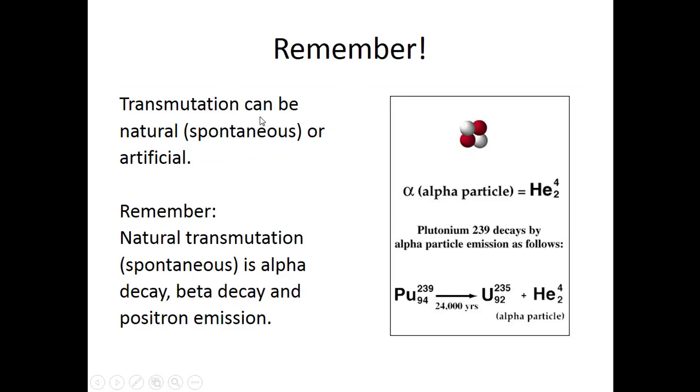Remember that transmutation can either be natural, which means spontaneous, or artificial, which is what we're going to focus on in this video. Natural transmutation is spontaneous. It's either an alpha decay, beta decay, or a positron emission. And we use Table O when dealing with natural transmutations.